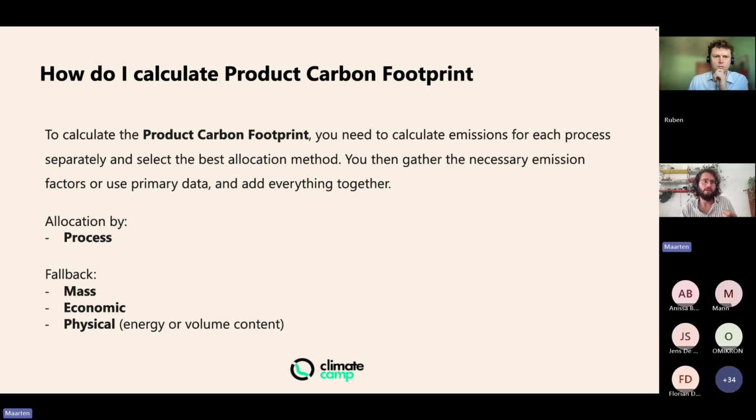How does this allocation work? Well, for each process, you need to define how much of this process was allocated to a certain product.